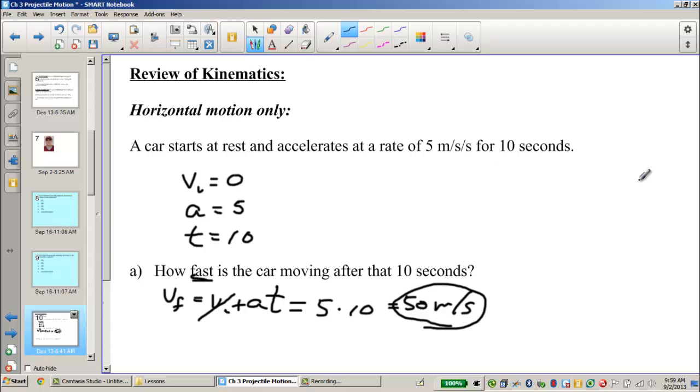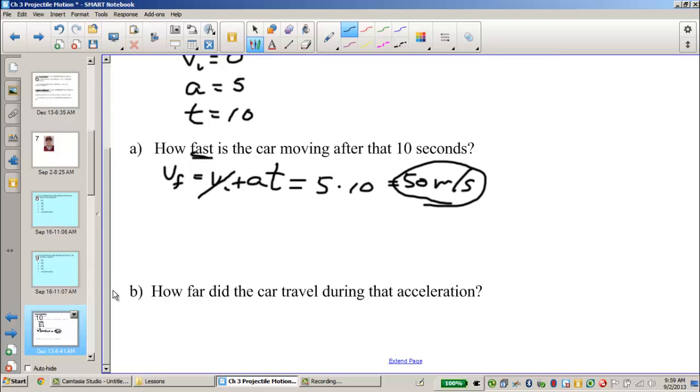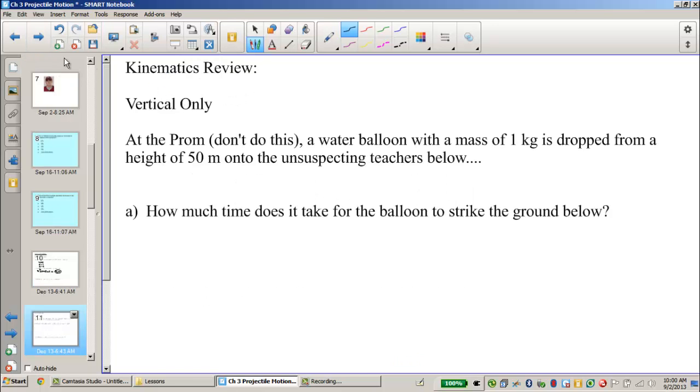There are more parts of this question. I'm not going to go through them because I've probably chopped up the screen anyway. How far did the car travel during that time? Again, you can apply the kinematics and solve for that. You can go ahead and do that if you'd like to. Likewise, that was a purely horizontal problem.